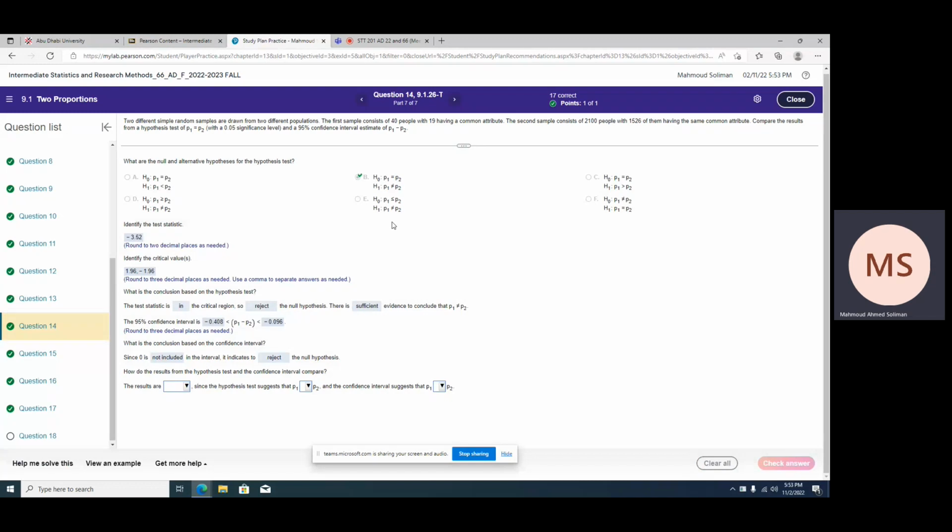Yeah, if it's two-tailed, we have two critical values. Put the significance level. It's 0.05. So the results: here we rejected the null hypothesis.